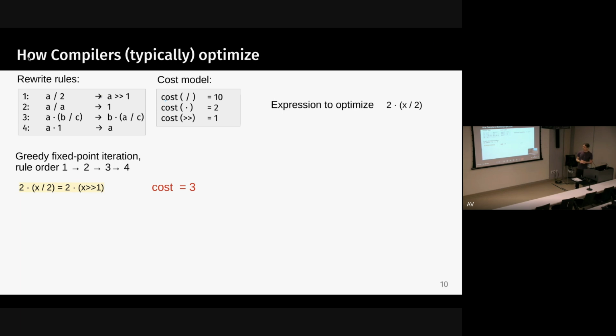So how could we fix that? Well, perhaps we can change the order in which we apply the rules. So let's try with a different order, 3, 2, 1, 4. If we do this, we first apply rule number 3. Again, these rules are a bit arbitrary.